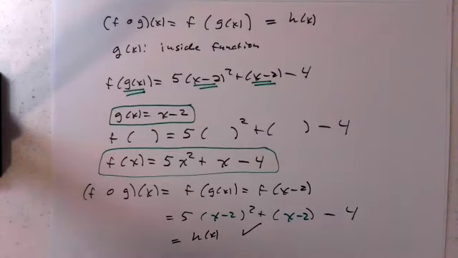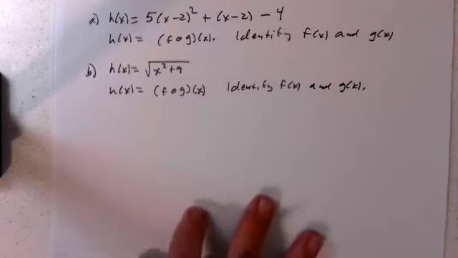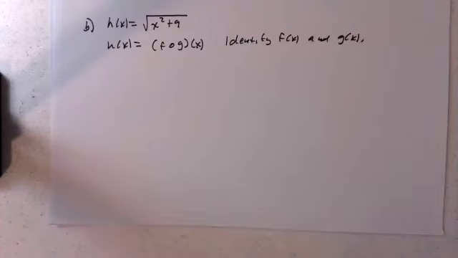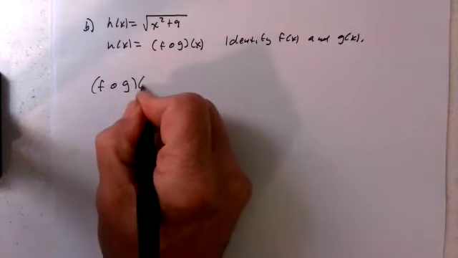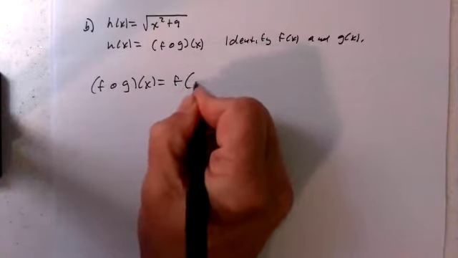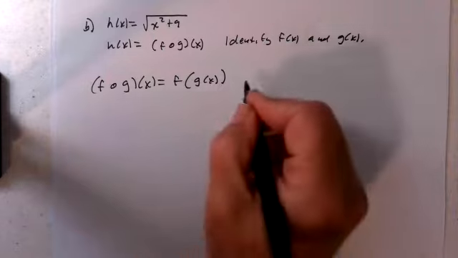So what's our process? Identify your inside function, remove it, and then replace your something with x, and that should work for us. So we've got one more problem like that. Here we have h of x is the square root of x squared plus 9. I want h of x to be f circle g of x. So f circle g of x again, that's our h of x, is f of g of x. So it's f of something, and that's supposed to equal h of x.